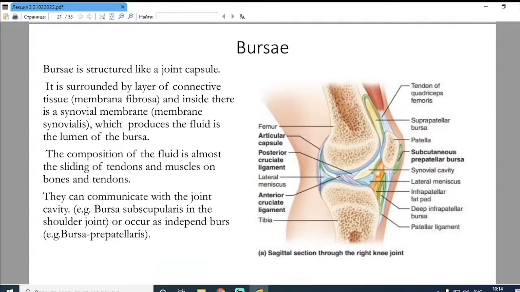The composition of fluid allows the sliding of tendons and muscles on bones and tendons. They can communicate with the joint cavity. For example, a clear and independent bursa.